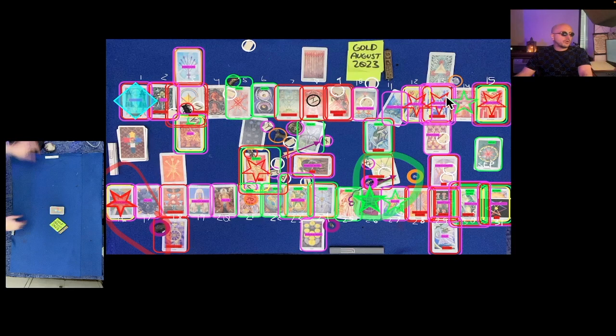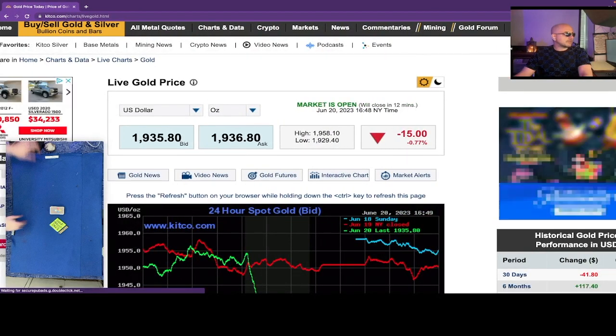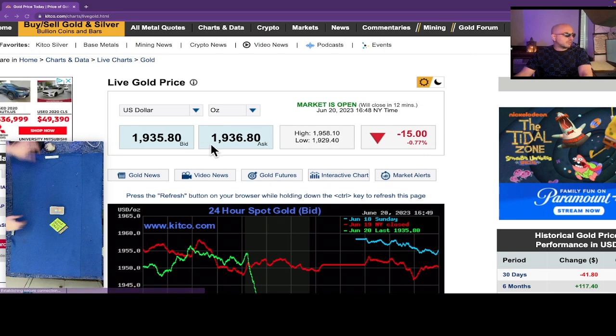This is the gold 1 month overview reading for the month of August 2023. It's currently June 20th, 2023, 4:50 p.m. Eastern Time. Gold at the time of this reading, the spot price is currently $1,936.80. That's the ask, and that's USD.